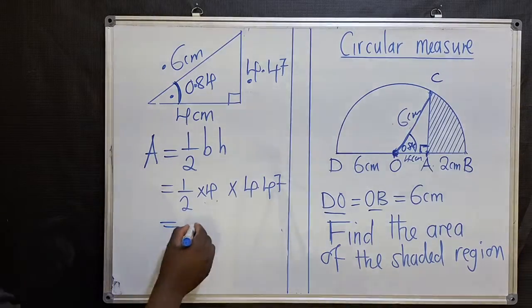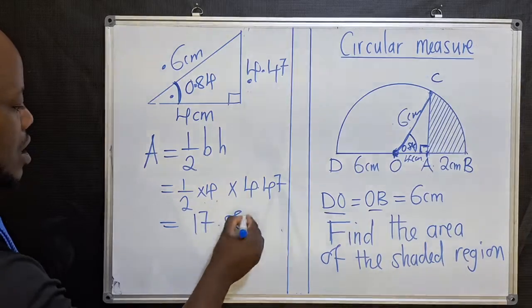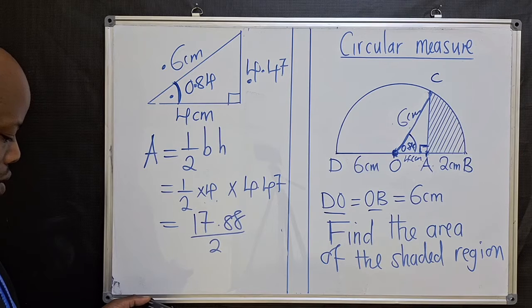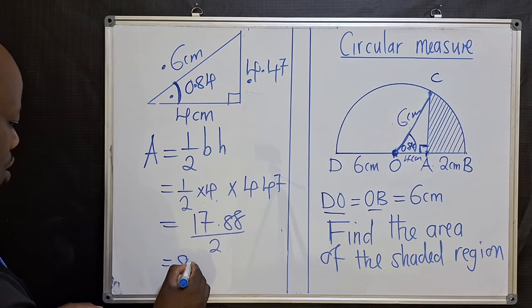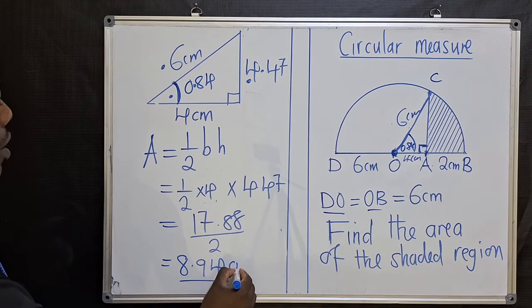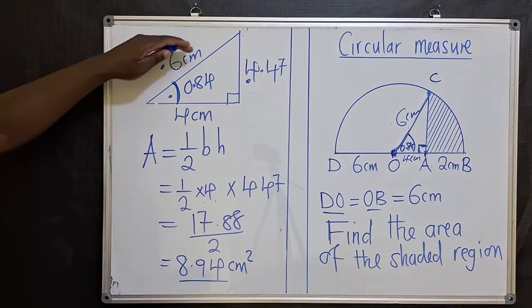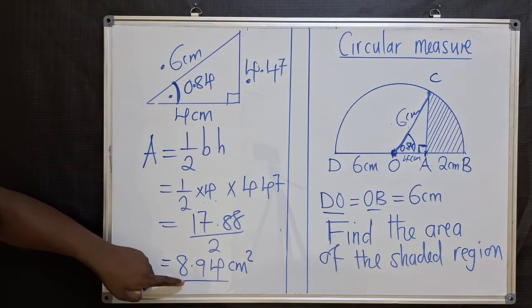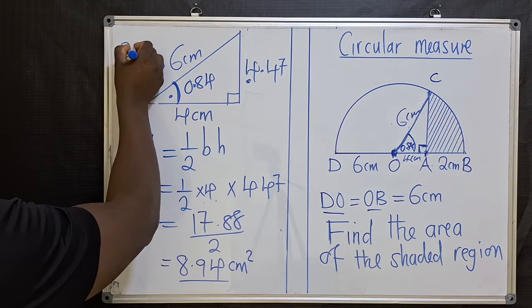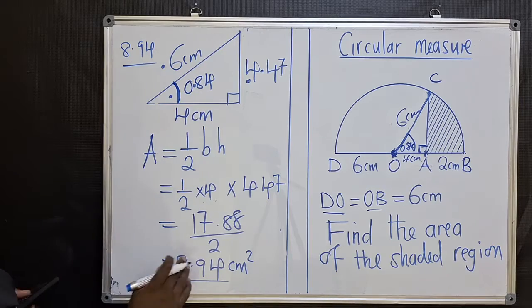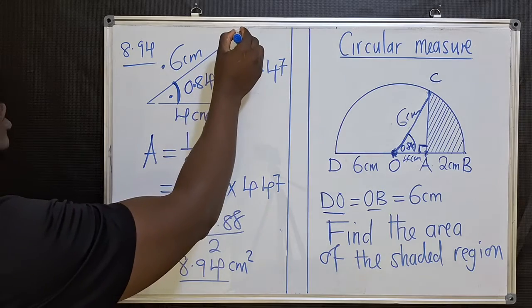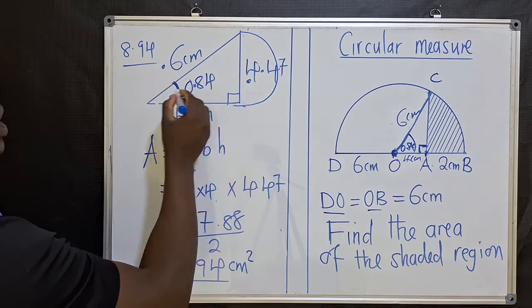That gives us 17.88. We divide by 2, and we get 8.94 centimeters squared. So this is the area of this triangle. Let me write it here: 8.94. This is the area. After finding the area of this triangle, we now come and find the area of the sector, including the shaded region, this part here.